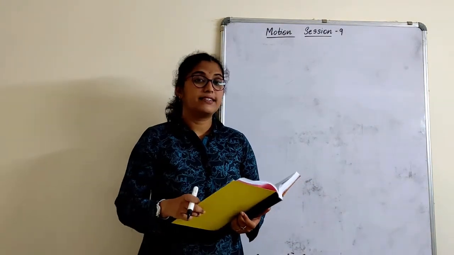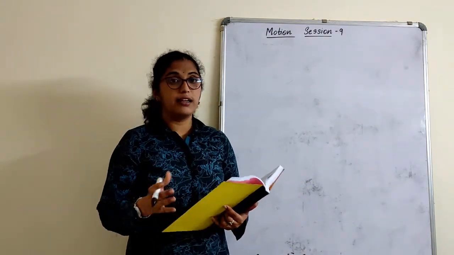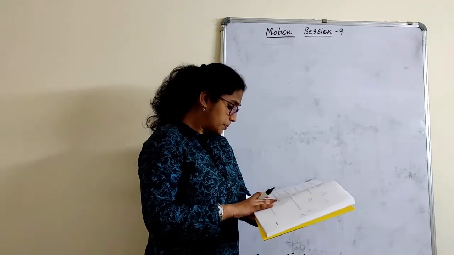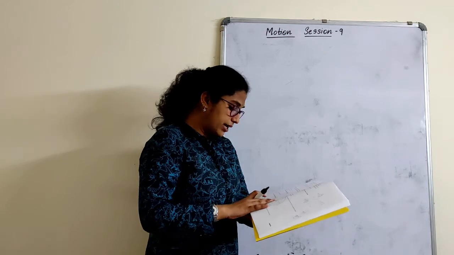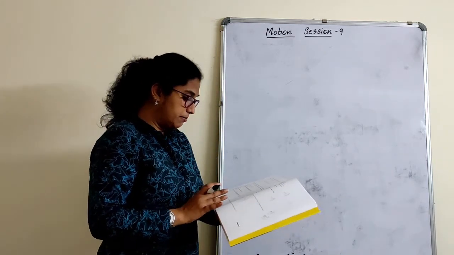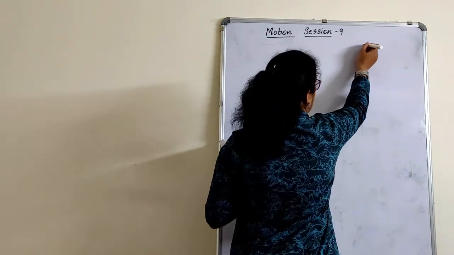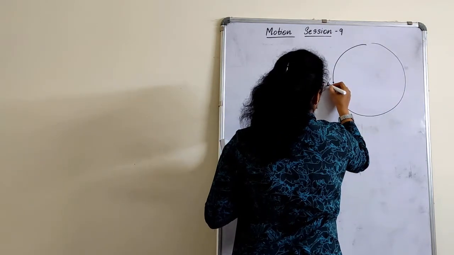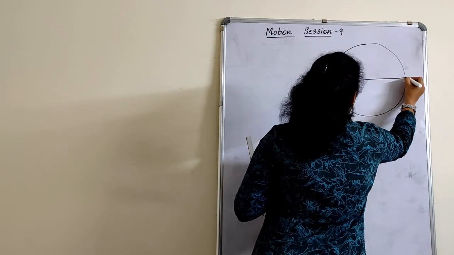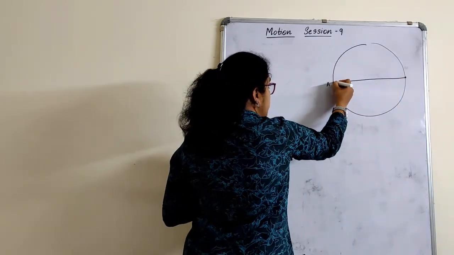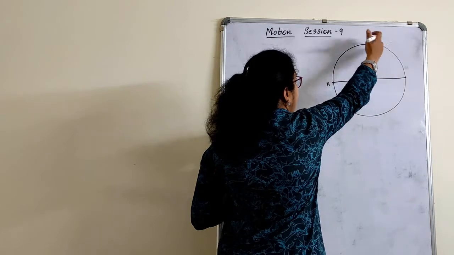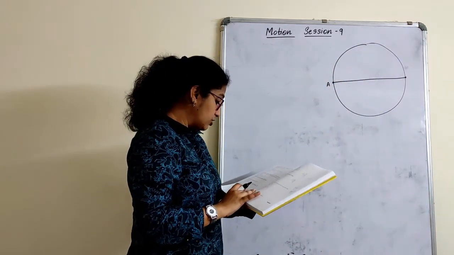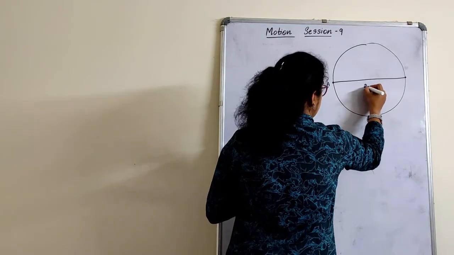Good morning. We will start session 9 on chapter motion and we'll start with the numericals from the exercise. The first one: an athlete completes one round of a circular track of diameter 200 meter in 40 seconds. So let's consider that the athlete completes one round. That means the athlete starts from A and he will end at A. One round he completes in a circular track of diameter 200 meter.